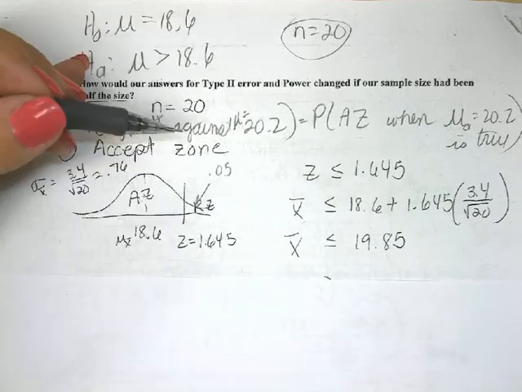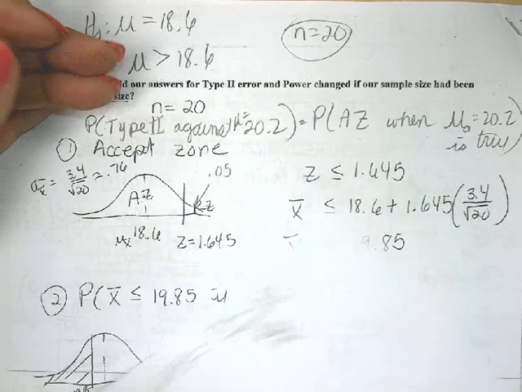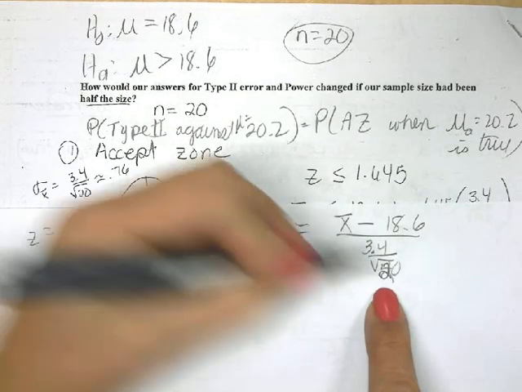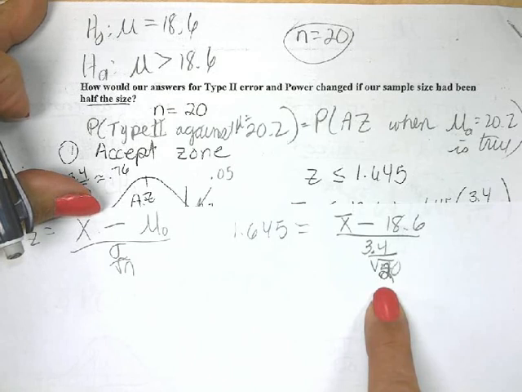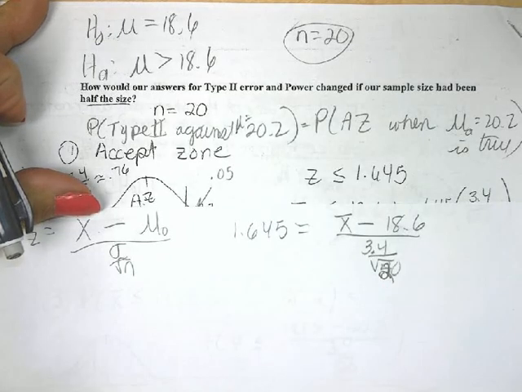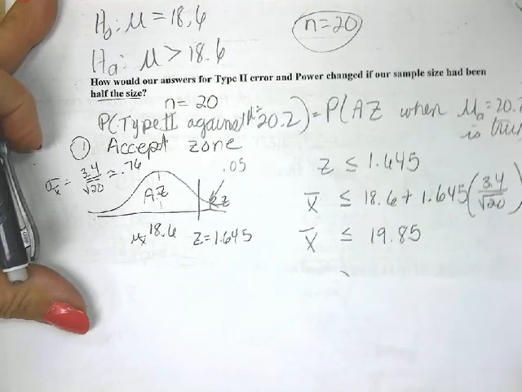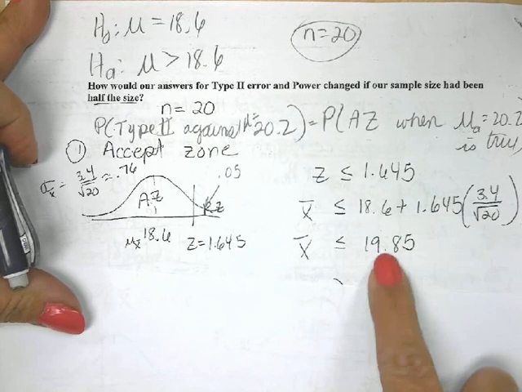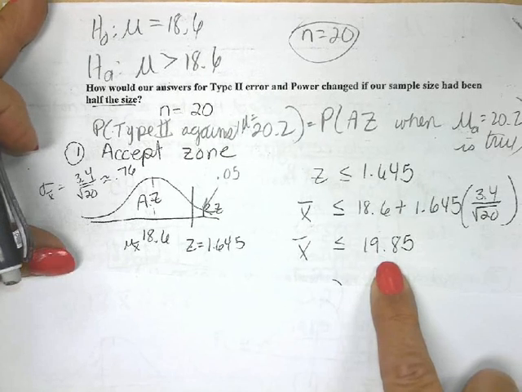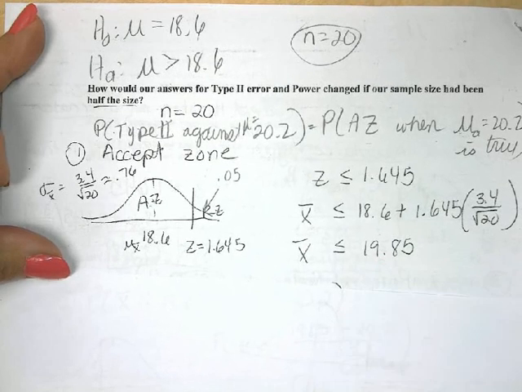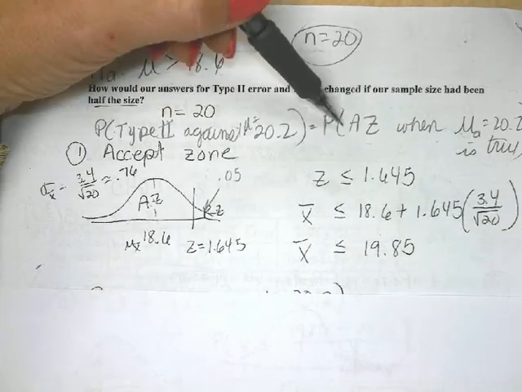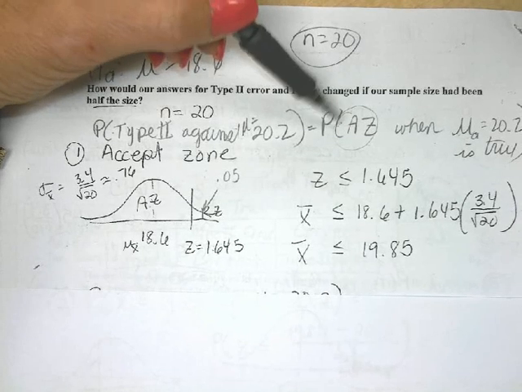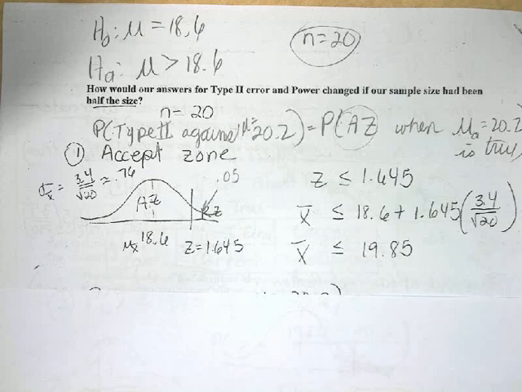So I'm still using that same idea that I had before, except now this number is changing to a 20. Okay, so I'm using that conversion factor, and that's how I got this 18 plus, and I'm still using the same z-value, and now this number is changed. And now what do I need to do? I know where my acceptance zone is. Now I have to find the likelihood of the acceptance zone when the alternative is 20.2.